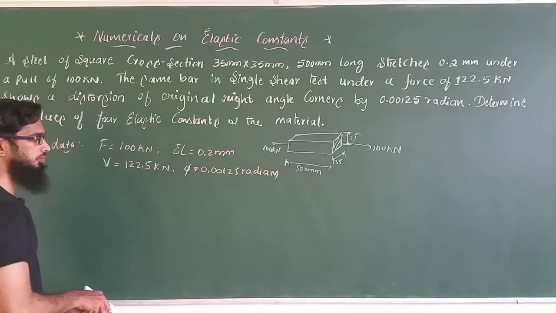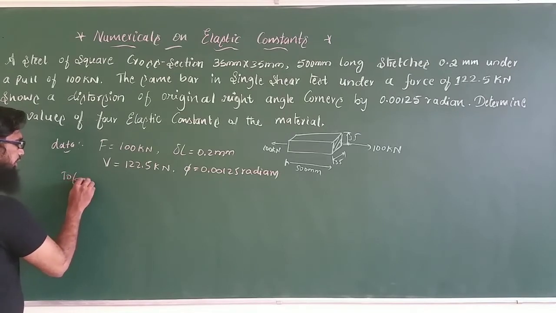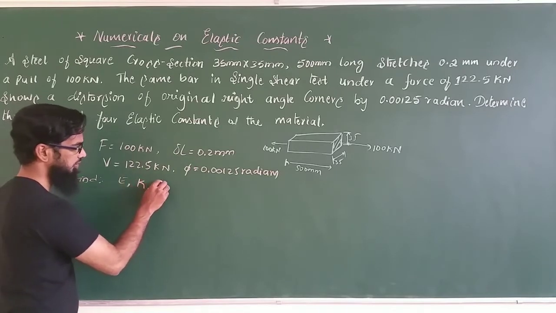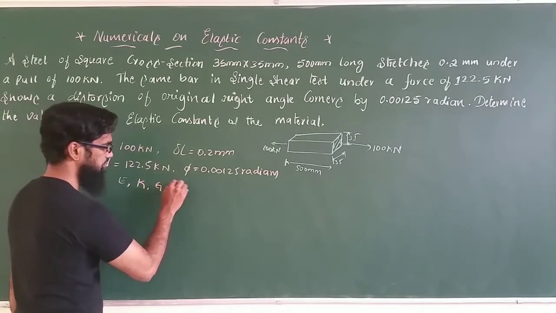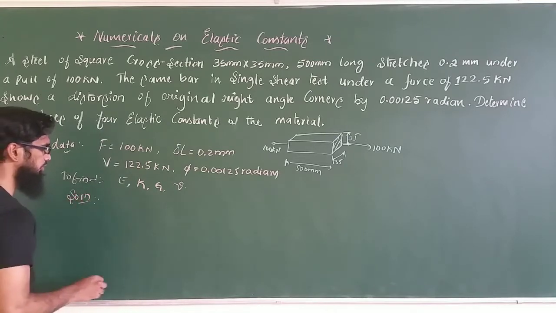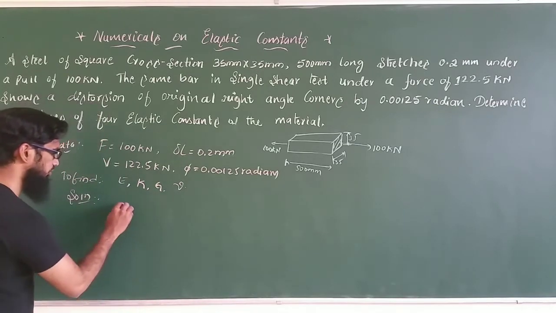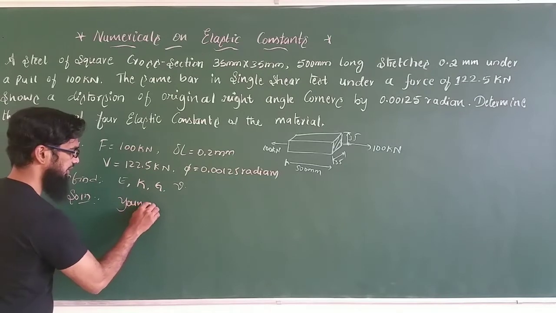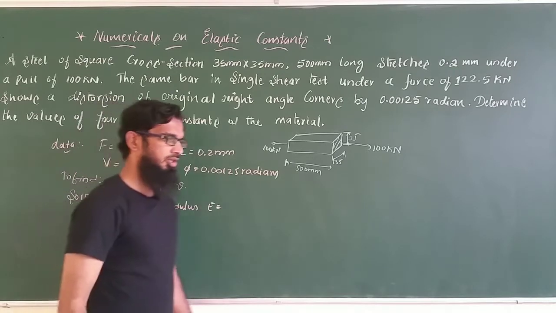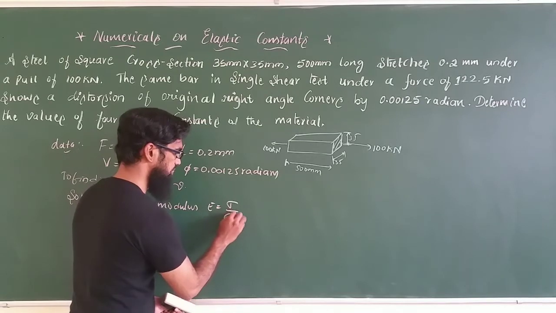Now we'll calculate the other four terms: Young's modulus E, bulk modulus K, modulus of rigidity G, and the Poisson's ratio. I'll find them one by one, step by step. First, Young's modulus E is equal to the ratio of normal stress to normal strain.